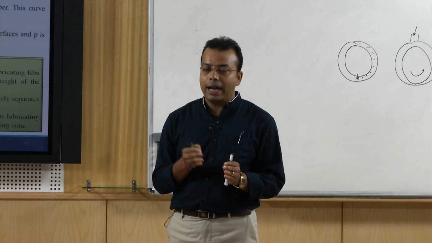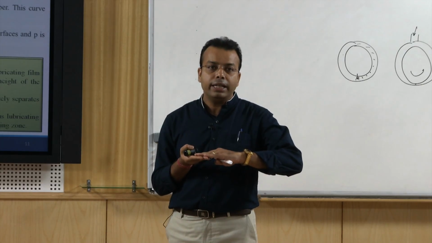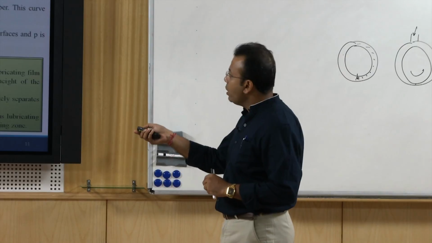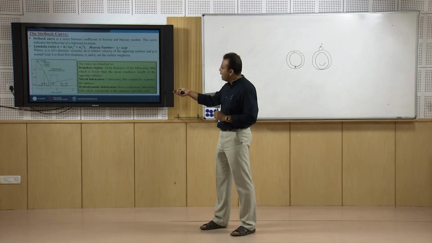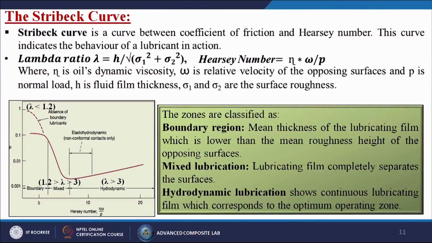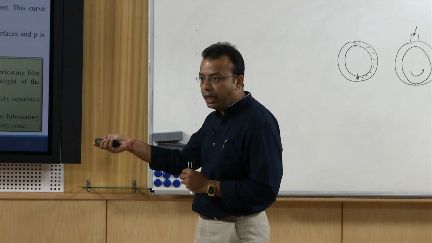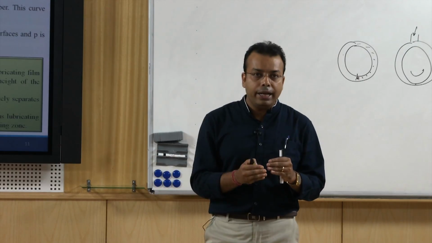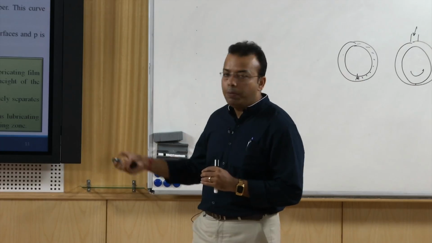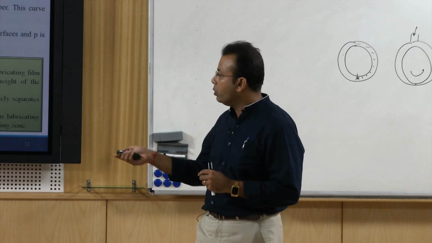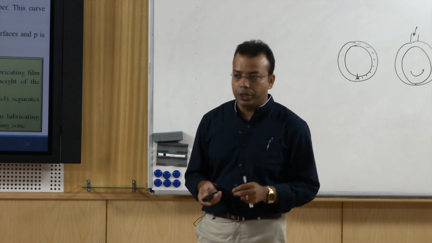So, sigma 1 and sigma 2 are acting on each other. From these particular equations we can calculate the lambda value. If the lambda value is less than 1.2, then your lubrication will lie in the boundary condition. If the lambda value lies between 1.2 and 3, then your lubrication will lie in the mixed condition, and if your lambda value is more than 3, then it will come into the hydrodynamic condition.